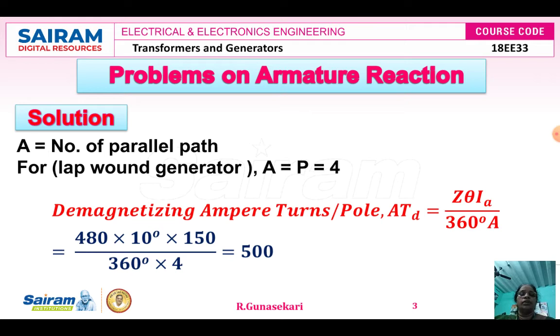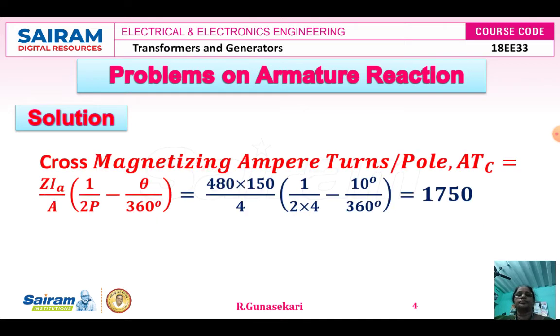We know all the values. Now we substitute the values in the formula. 480 into 10 degree into 150 divided by 360 degree into 4, that is equal to 500. So, demagnetizing ampere turns per pole ATD for the lap wound generator is equal to 500. Second required data, cross magnetizing ampere turns per pole ATC.